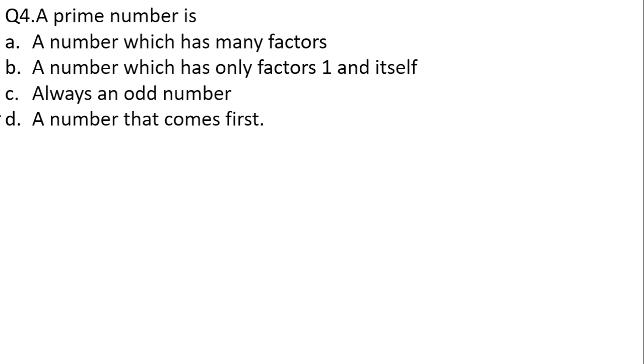If not, I will ask you this question, that you have to tell me what is the correct answer for the given question. A prime number is a number which has many factors, a number which has only factors one and itself, always an odd number, a number that comes first. It is not always an odd number, because 2 is the only even prime number, hence it can never be only an odd number.